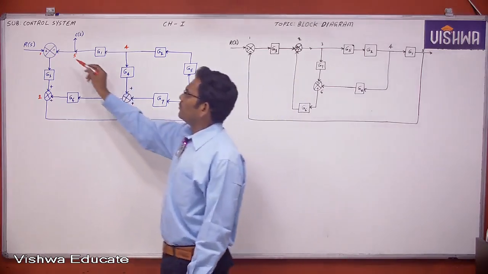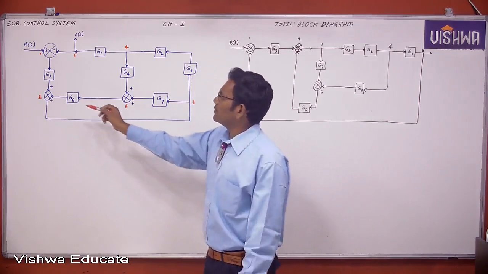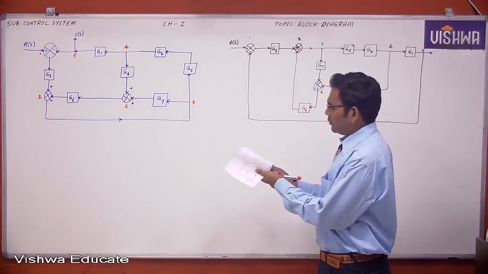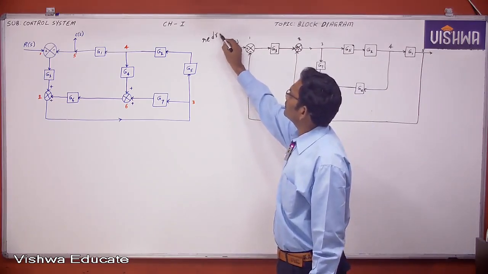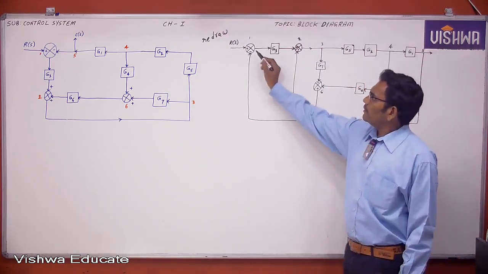Now this is a summing point with a positive and negative symbol, and this is a summing point with both positive, and this is a summing point with both positive. Okay, so I just redraw the circuit like this. See here, this is number 1.